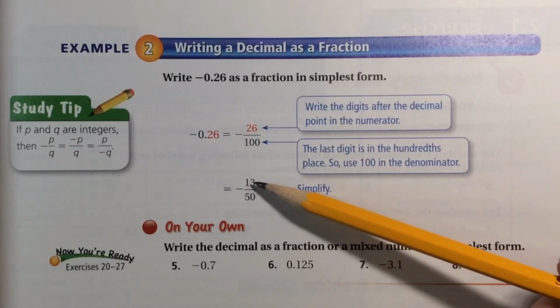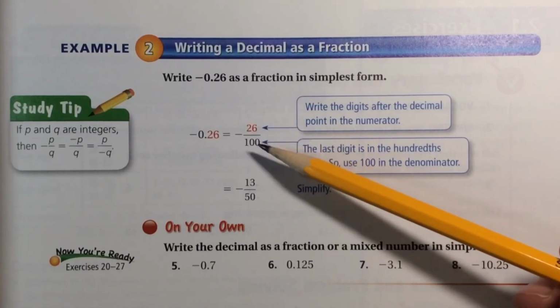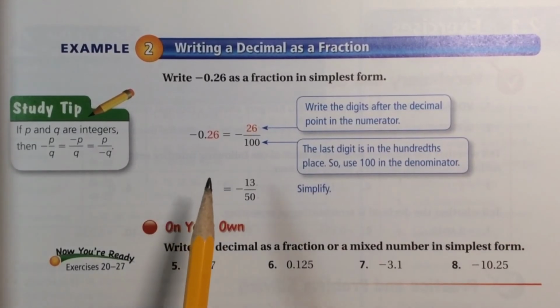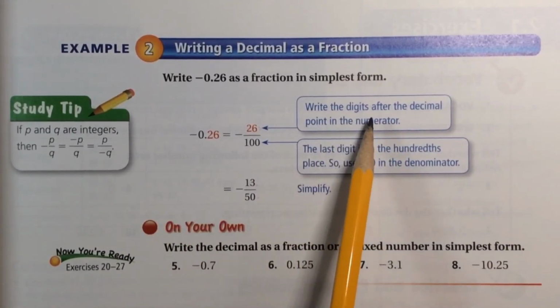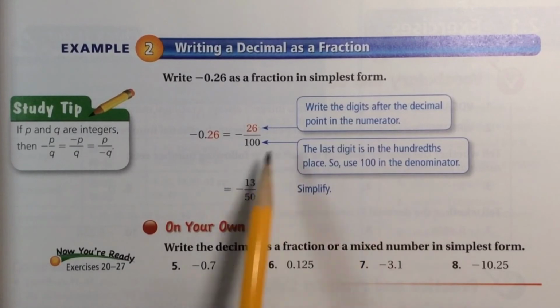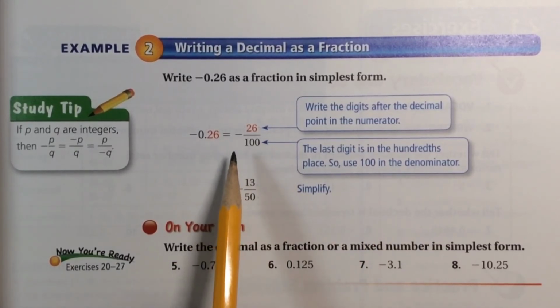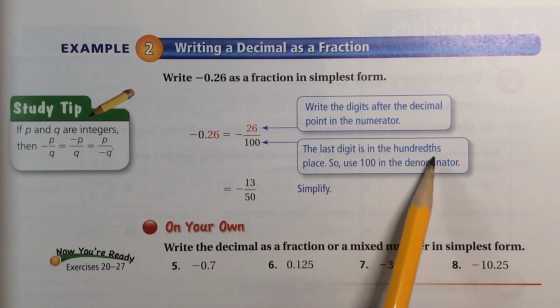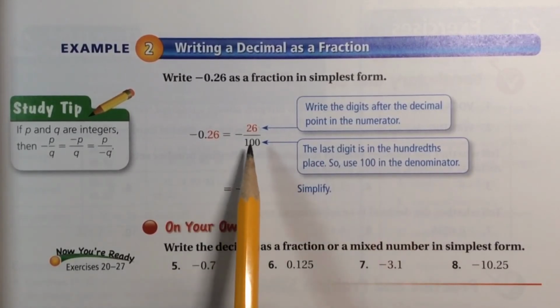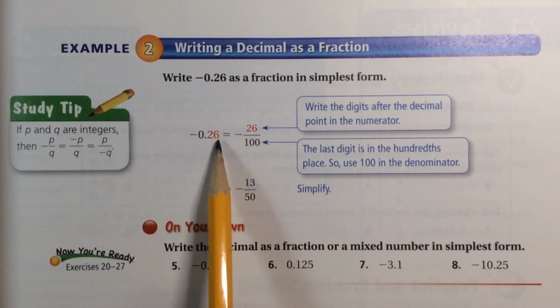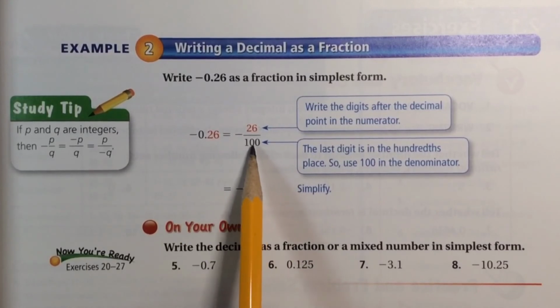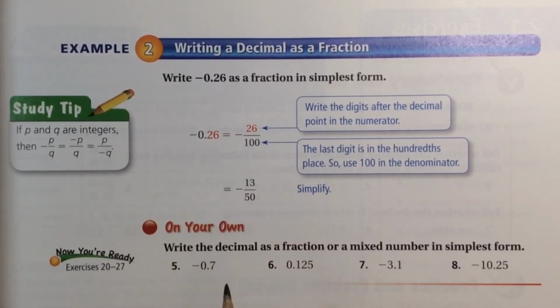If you don't know how to say these numbers, then the other way you can do it, it says right here, write the digits after the decimal point in the numerator. So after the decimal, we just have a 26 here, so you write those in the numerator. The last digit is in the hundredths place, so use 100. But if you didn't know that was the hundredths place, which you should, two numbers behind the decimal, two zeros behind the 1.